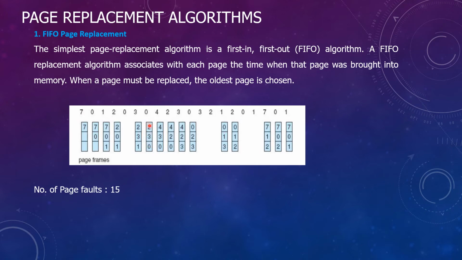Among the pages 2, 3, 0, 2 is the oldest page. So we replace 2 with 4. Now we have 4, 3, 0. The next page we have to load is page number 2.